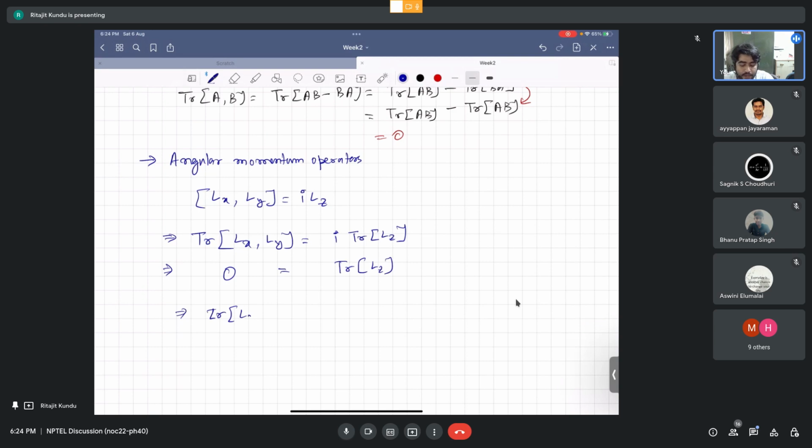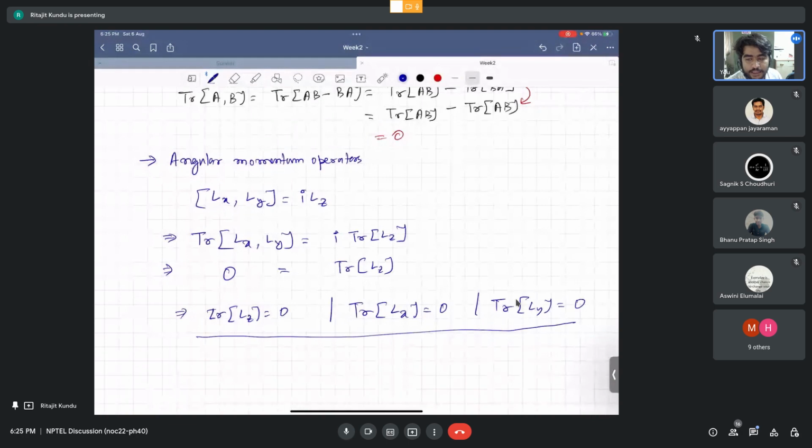And you can also show that the trace of all the other angular momentum operators, like Lx, is also 0, and the trace of Ly is also 0. Using the other two commutation relations, you'll be able to see that. Now we are convinced that the trace of a commutator gives you 0, right? So these three properties should hold for all of these angular momentum operators, because they come from a very fundamental commutation relation.